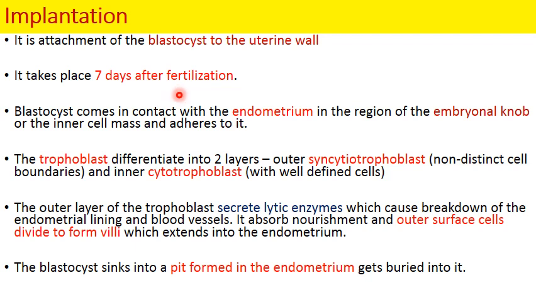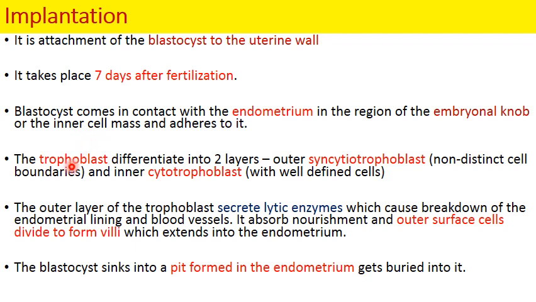Once the zona pellucida degenerates, that is called hatching, then the blastocyst is ready to get implanted into the uterine endometrium. So what is the first step in implantation? That is, the blastocyst comes in contact with the endometrium. In which region? In the region of the embryonal knob or the inner cell mass, and gets attached to it, that is, adheres to it. Then the blastocyst receives nutrition from the secretory glands of the endometrium.